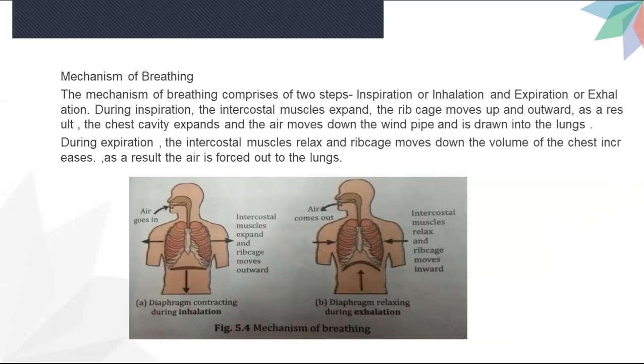As a result of this process, the air is forced out of the lungs. So that is called expiration. So these are the two processes involved in breathing. I repeat, the processes are inspiration and expiration. The other name of inspiration is inhalation and the other name of expiration is exhalation.